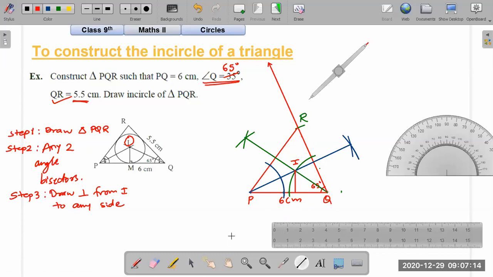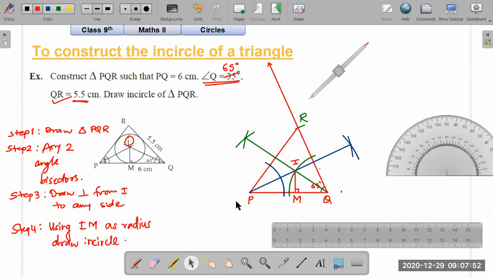So we draw a perpendicular like that, and this is the radius. Once you have the radius, the next step is to draw the circle. So step four, using that as the radius, we can label this as M, and IM is the radius. Using IM as radius, we draw a circle, and that would be the incircle, right? Remember this is perpendicular, so you can just draw a small perpendicular sign like that.